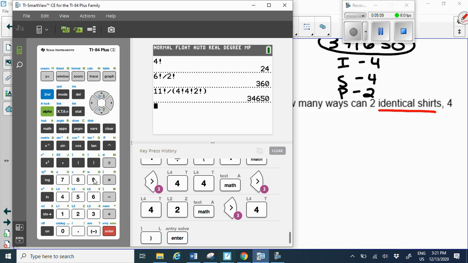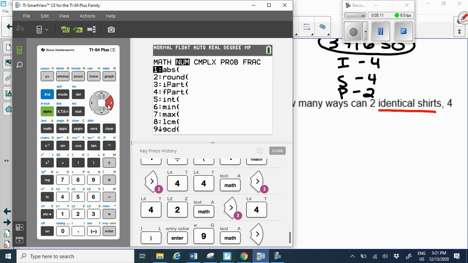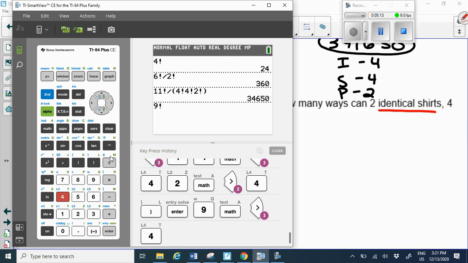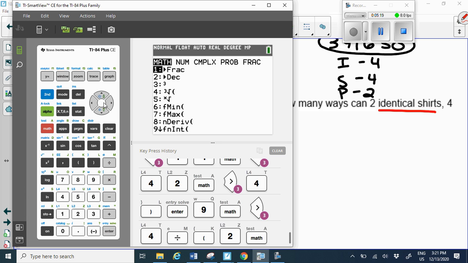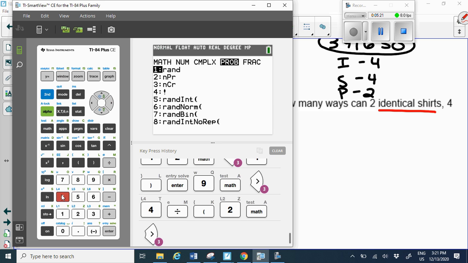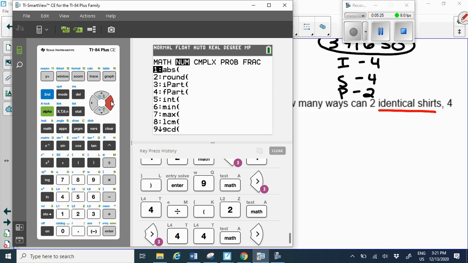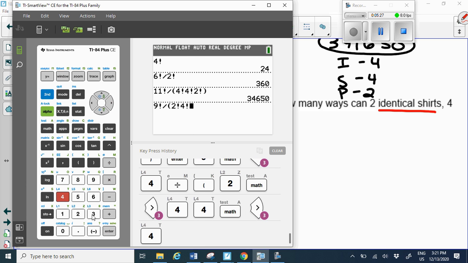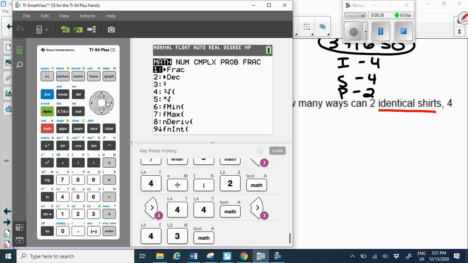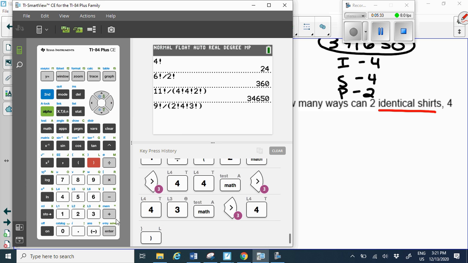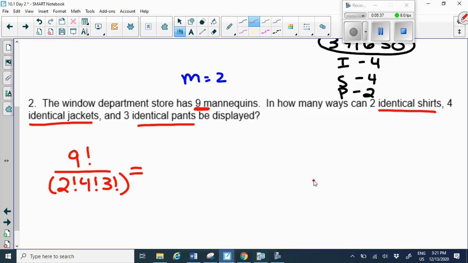So we should have 9 factorial, and then divided by, don't forget, make sure you use parentheses here. So I need 2, and then 4, and then 3. Don't forget to enter parentheses, press enter, and we should get 1,260 as our final answer.